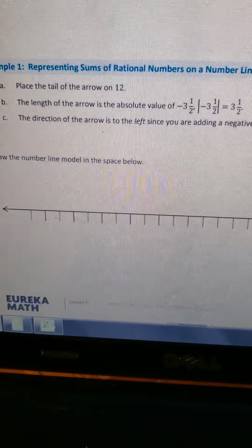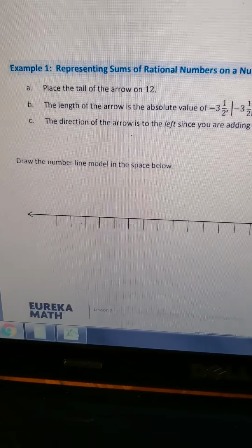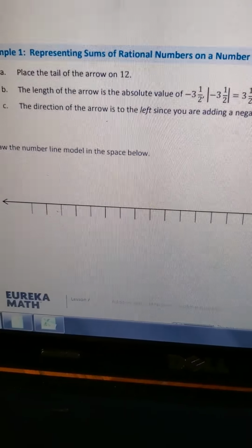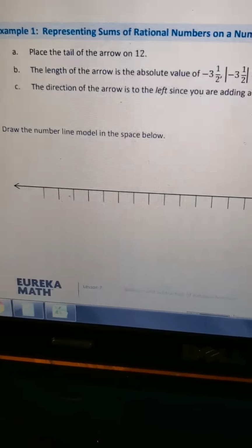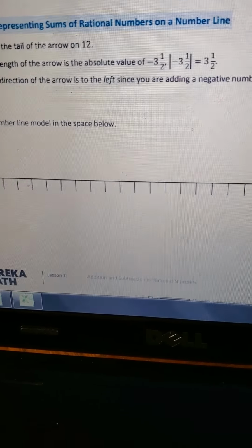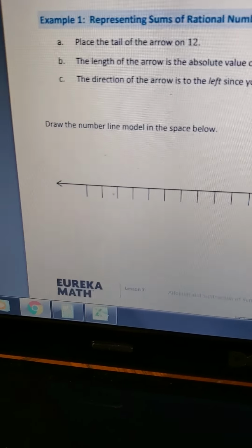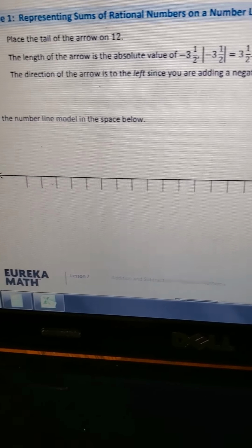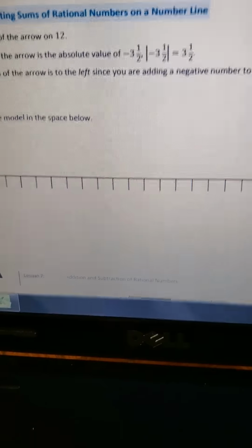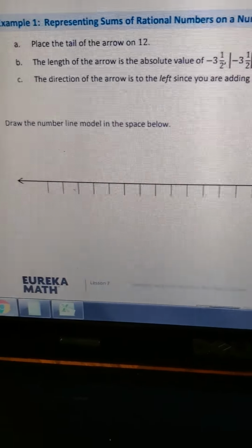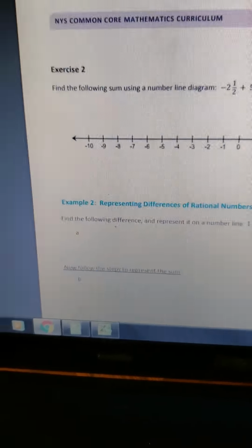All right, so for this one, which is on a number line, we're just going to skip this. 3.5. You could make the number line by halves rather than by wholes. So you could put it at 0 and go half, 1, 1.5, 2, 2.5, 3. Or you could count normally, like 0, 1, 2, 3, -1, -2, -3, -4, and just go halfway. Either one is basically the same. Okay, so let's just move on from that.